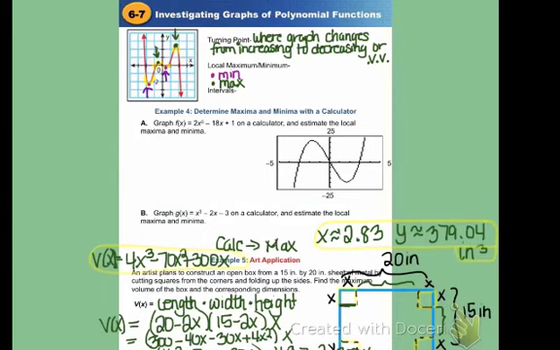So in other words, when x, that little cutout piece, is about 2.83 inches, then the volume will be at its maximum amount, which will be 379.04 cubic inches of space inside that box.